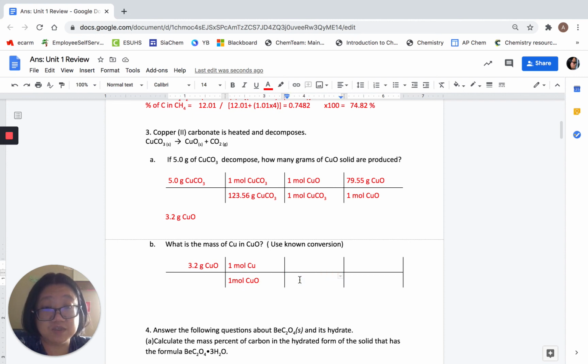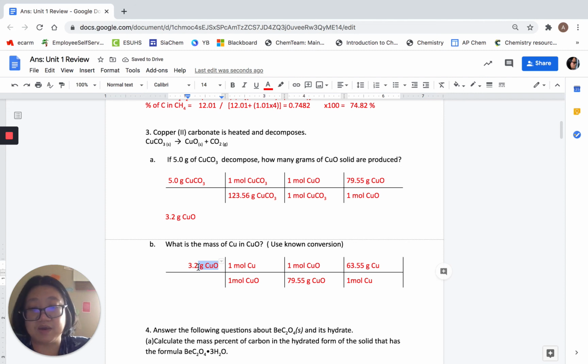So first thing first, we do have a molar mass, which is 79.55 grams of CuO. We're just going to convert it to 1 mole of CuO. Notice that I kind of half did the other one first. That's fine, as long as all the units cross out, we're good. Mole of Cu, and then you're going to have grams of Cu, which is 63.55 grams Cu. Again, notice how the units work.